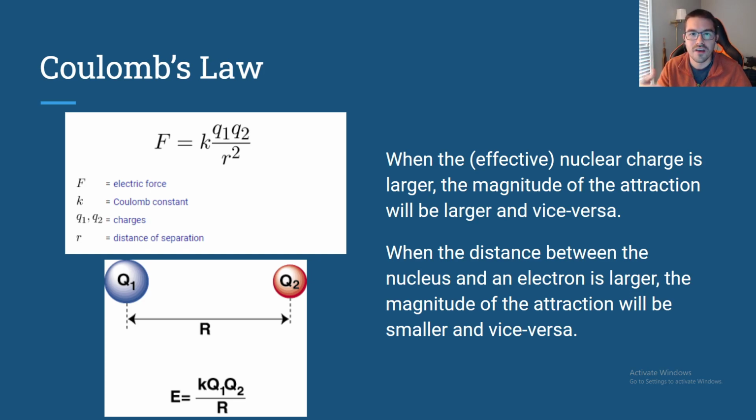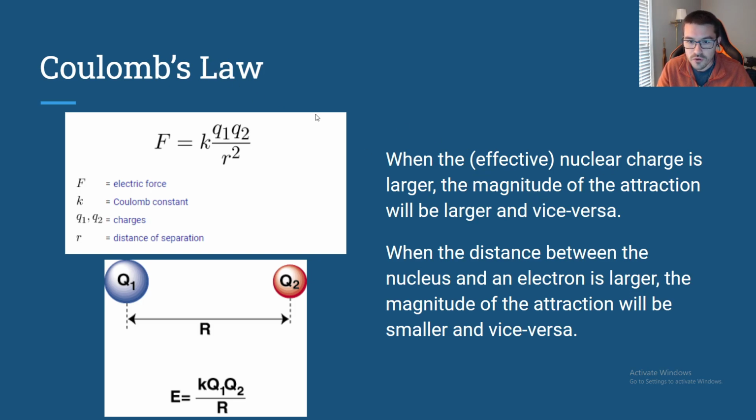I think they both kind of tell us the same thing. When the effective nuclear charge in an atom is larger, so let's say that's Q1, where Q represents charges, Q1 and Q2 are charges, the magnitude of the attraction on an electron, which might be Q2, is also going to be larger. Let's make sure we understand why. Q1 and Q2 are in the numerator of this expression, so the value of F is going to increase when Q1 increases.